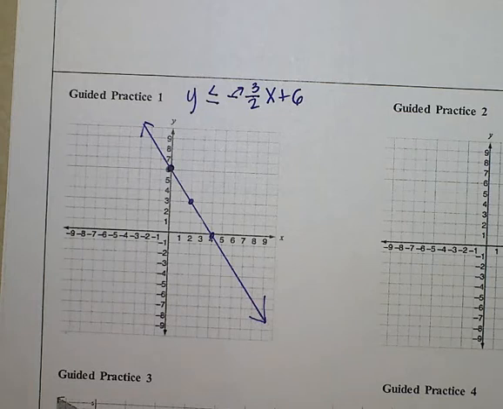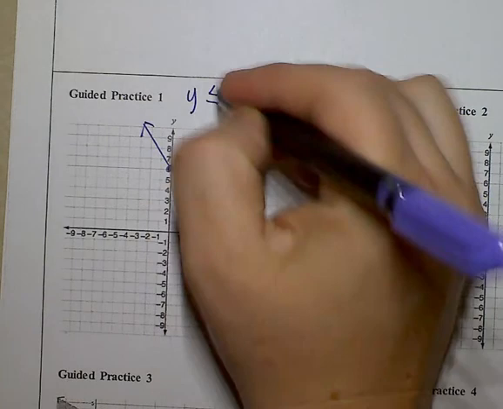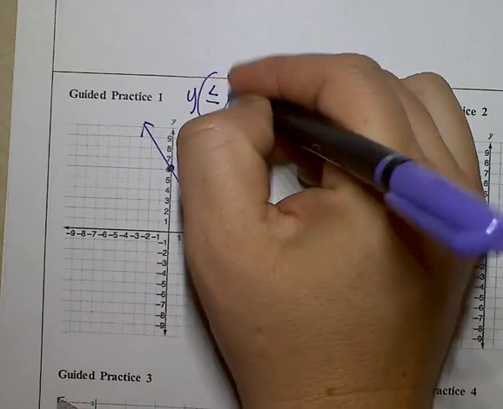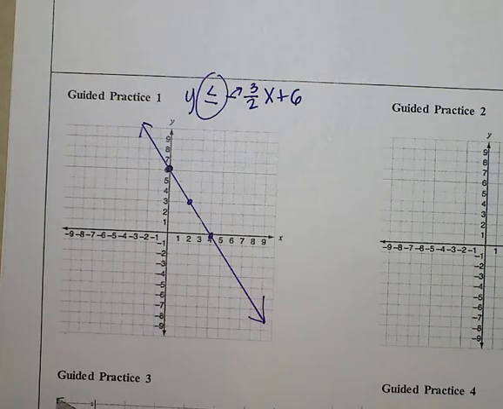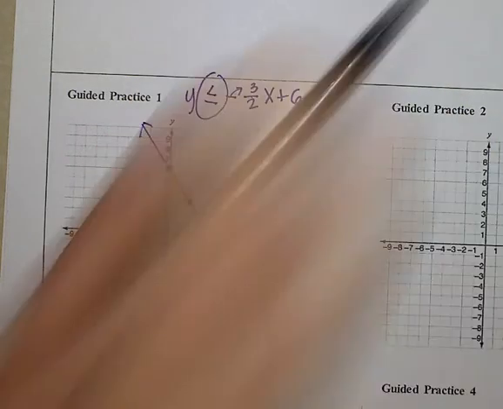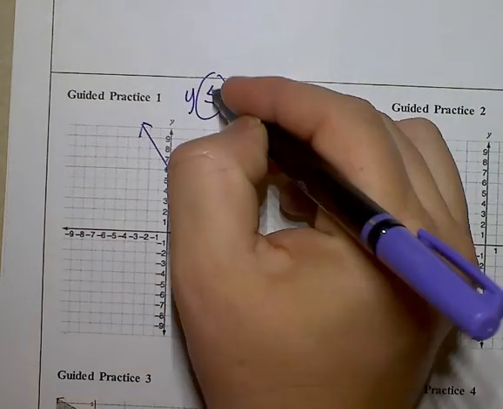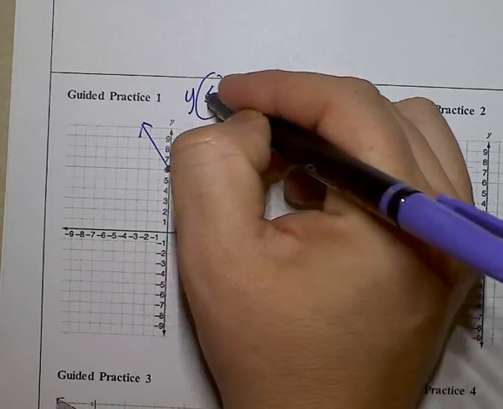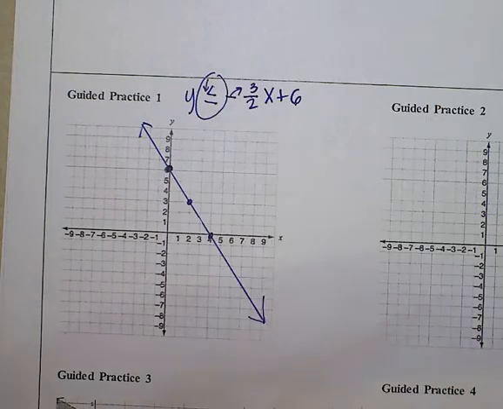The confusing part for students is, how do I know where to shade? Well, this is going to be our telltale sign to tell us where to shade. There's more than one way to do this. I used to tell students to pick out a point and plug it in, but here's a quicker way. When you look at this inequality, from left to right, this says less than. So think of this line.